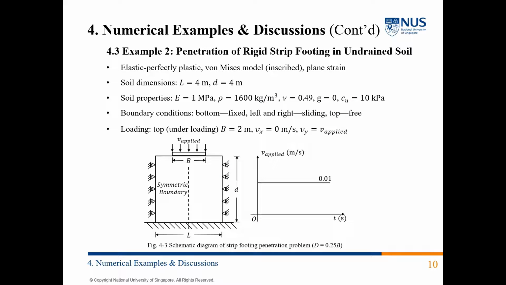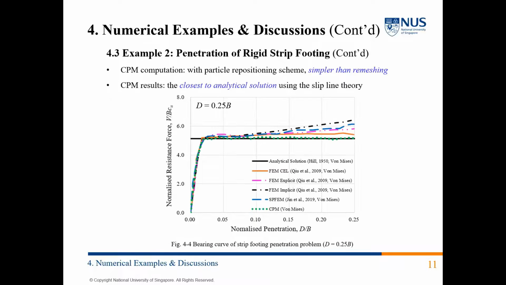The second example is penetration of a plane strain rigid rough strip footing in undrained soil, involving large deformation. The soil is treated as von Mises material, and the top surface is loaded by the strip footing. Due to symmetry, only the red half is simulated. The particle repositioning scheme is applied in this large deformation problem. Compared with the FEM and particle FEM results, the Bayesian curve using CPM is the closest to the analytical solution using the slip line theory.